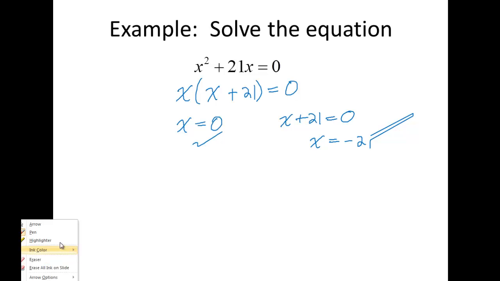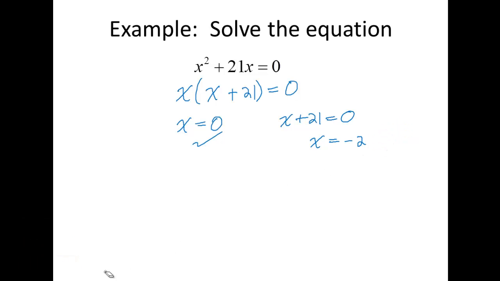And so that will be my solution. x equals negative 21 and x equals 0. All right, so if you want to write it as a solution set, 0 and negative 21. And that is about it. That's it with solving quadratic equations by factoring.